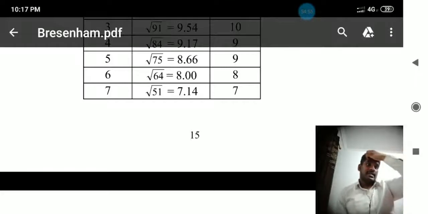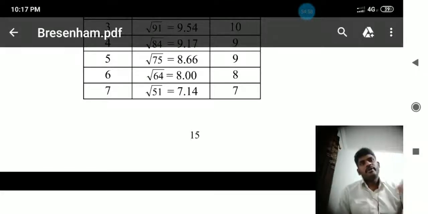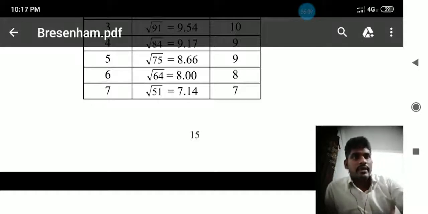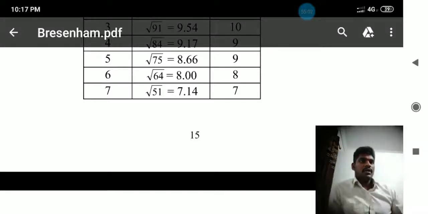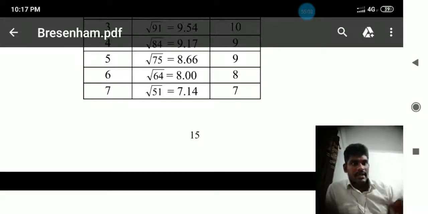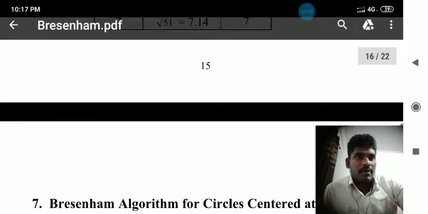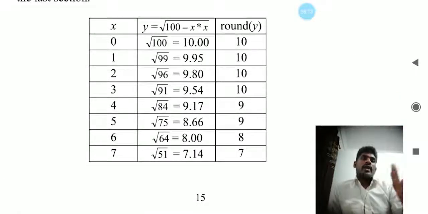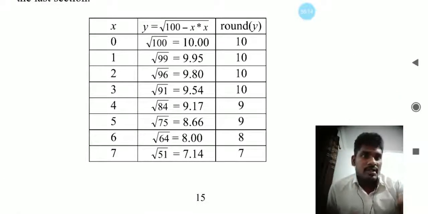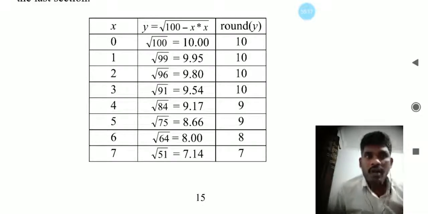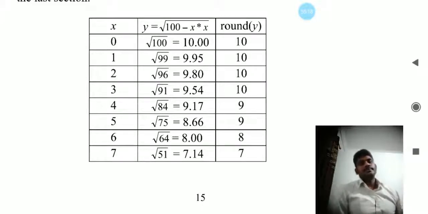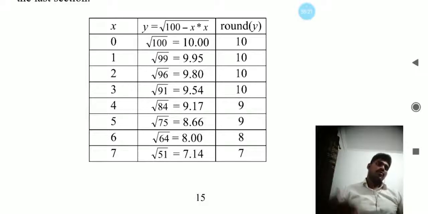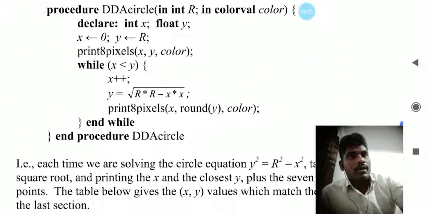I already told you, when x is less than or equal to y, then automatically it will stop. So when the x value and y value are equal, or x value is less than y, or x is less than or equal to y, then it will stop. Now it stopped. So now one octant's values have come. Then based on these coordinate values, we can find out the second coordinate, third coordinate, fourth coordinate, and we can draw the circle.